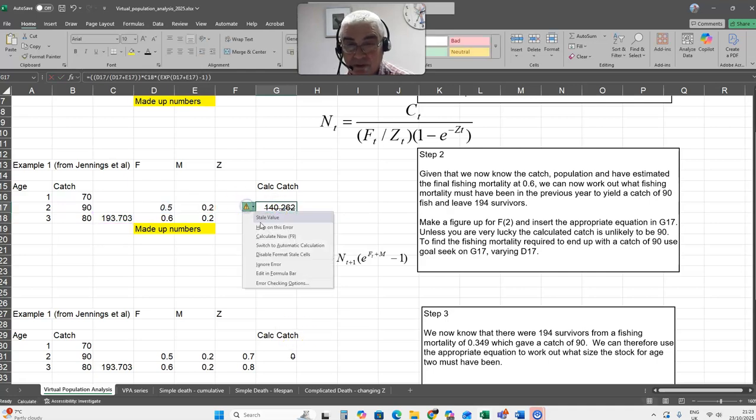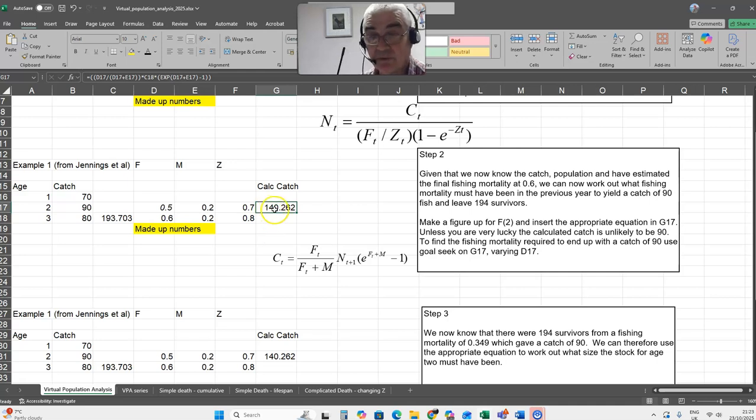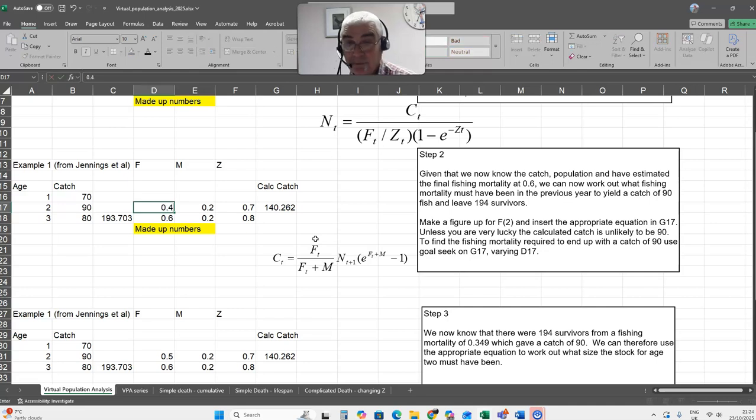Okay, so we've got a value of 140. 140 is not 90. What we want is for that value to equal 90, and we want to get that by varying this value here, the 0.5. So if I make that F value 0.4, you can see that drops a little bit. But of course we don't have to do that.